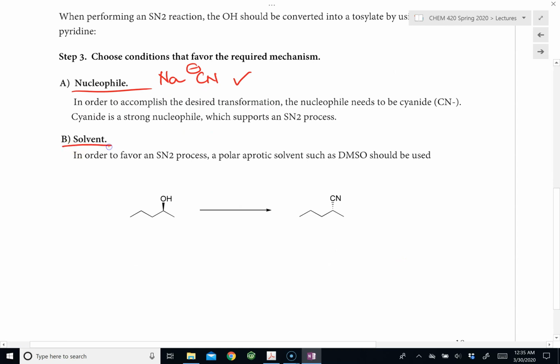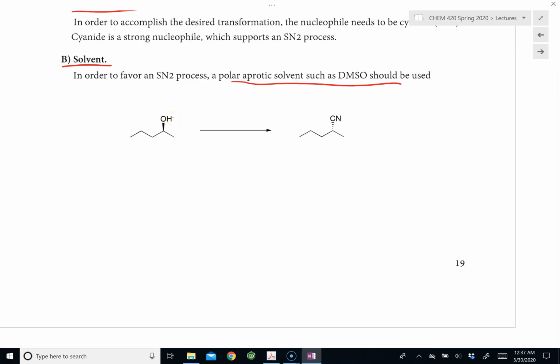And lastly, the solvent. The reaction that we want to perform is an SN2 reaction to produce the right stereochemical outcome. So therefore, to favor SN2, we have to use a polar aprotic solvent, such as DMSO. And now let's combine everything together.